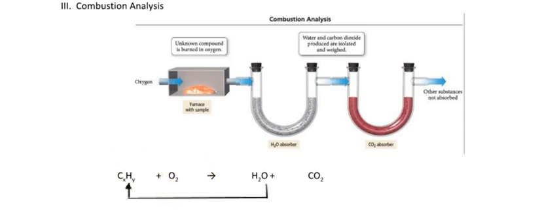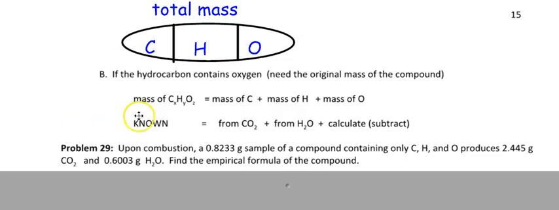Okay, so let's go back to the next page again. So here we go. This is what you have to add to the problem. So take the total mass of this hydrocarbon with oxygen. You're going to find the mass of carbon through factor labeling. You're going to find the mass of hydrogen from factor labeling. And then from there, you can find the mass of oxygen. So you're going to subtract the calculated.